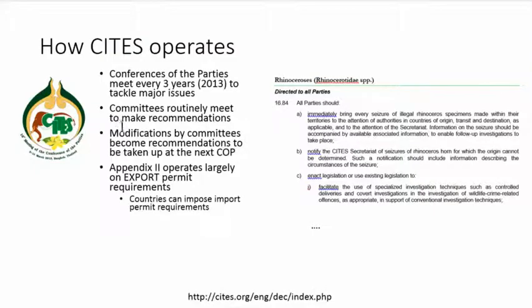So how does CITES operate? Every 3 years, there's a conference of the parties. Committees may routinely meet to make recommendations, and modifications by committees become recommendations to be taken up at the next COP meeting. A lot of the action, most of the species on the list, are in Appendix 2, and this is where there is a legal trade of species, and Appendix 2 operates largely on export permits. So in other words, countries gain legal access to taking organisms out of a country. And that works in theory better than import restrictions where you're trying to catch things at the border.